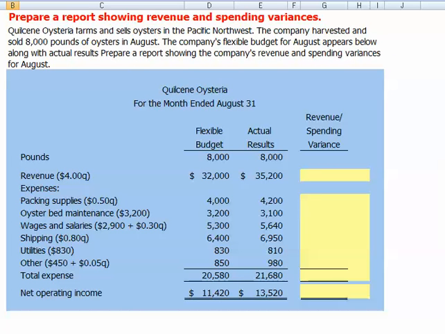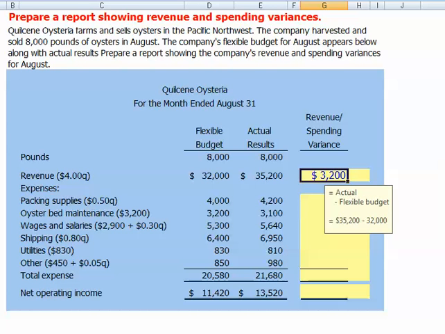Kilsing Ostera farms and sells oysters in the Pacific Northwest. The company harvested and sold 8,000 pounds of oysters in August. The company's flexible budget for August appears below, along with actual results. Let's prepare a report showing the company's revenues and spending variances for the month of August.